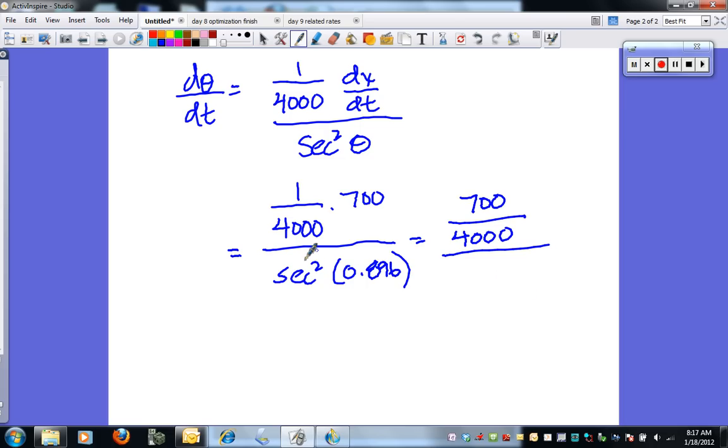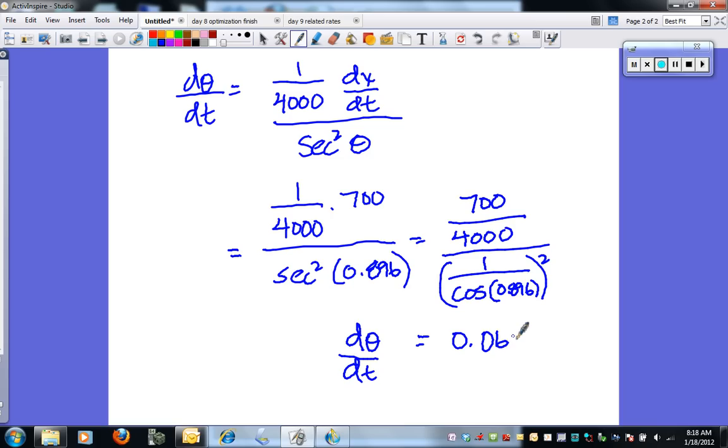How do I calculate this in my calculator? There's no secant squared button on my calculator last I checked. So you might remember the reciprocal of secant is cosine. Yes, so you have to do 1 over cosine of 0.896, and we have to square that whole thing. And if you do that math in your calculator, you should get that d theta dt is equal to 0.068 radians per second.